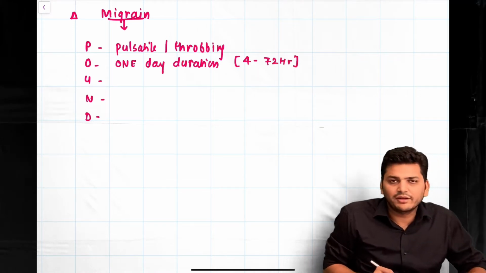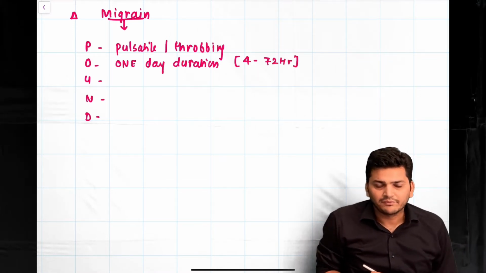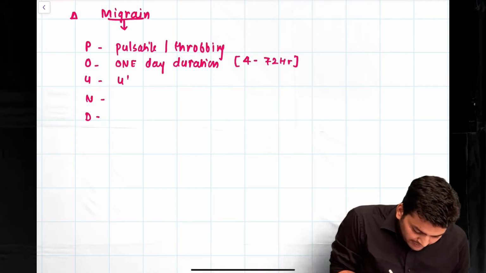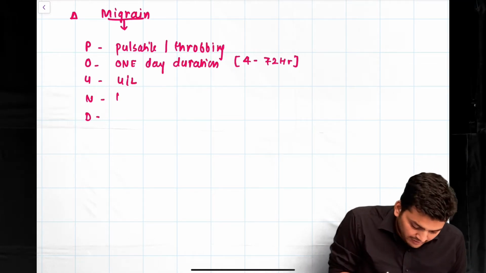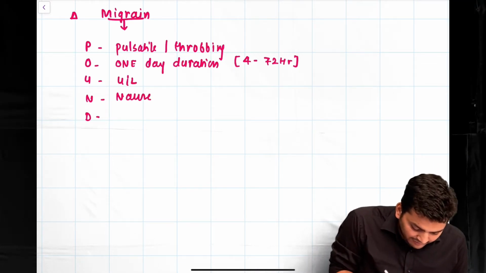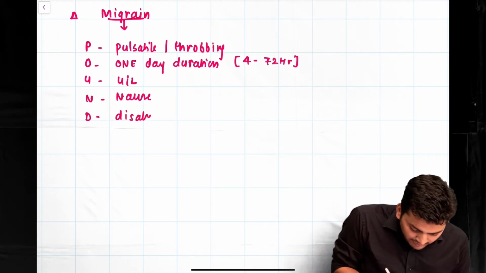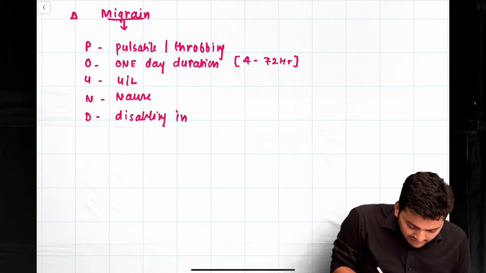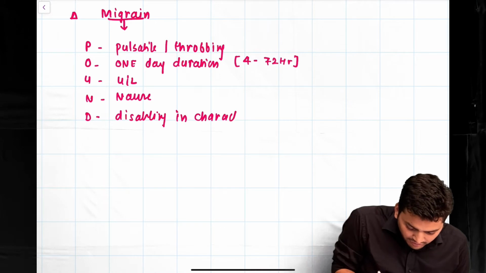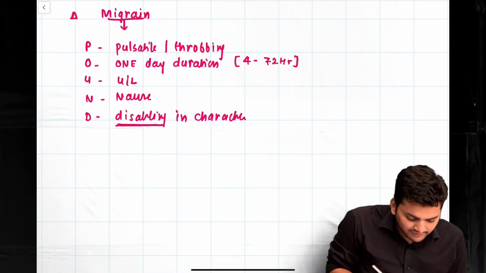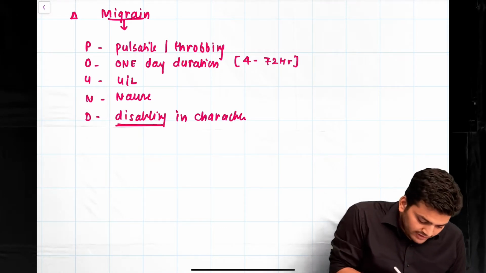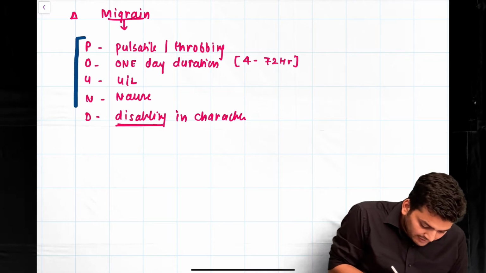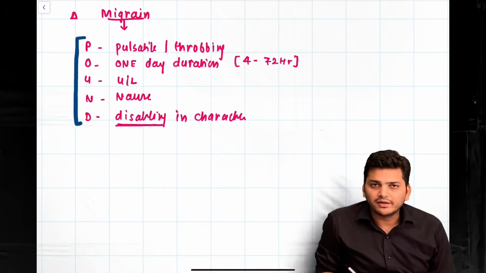Here also we have around 5 hours of pain. The pain is unilateral in character, associated with nausea and vomiting, and it is disabling in character. Disabling in the sense that she has to take rest, she cannot continue her routine daily activity. Because all these criteria are satisfied by this clinical scenario, we can make a diagnosis of migraine.